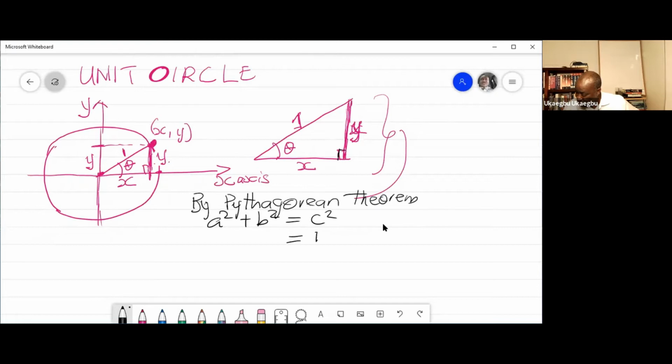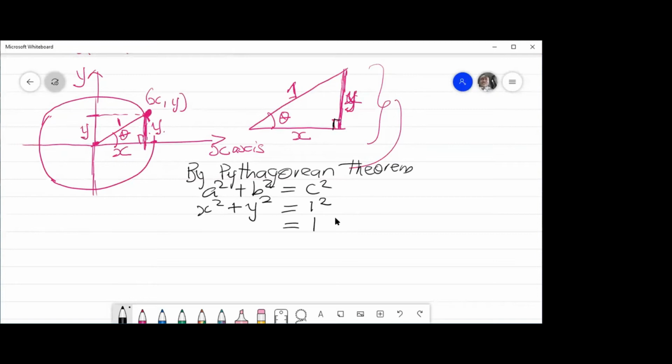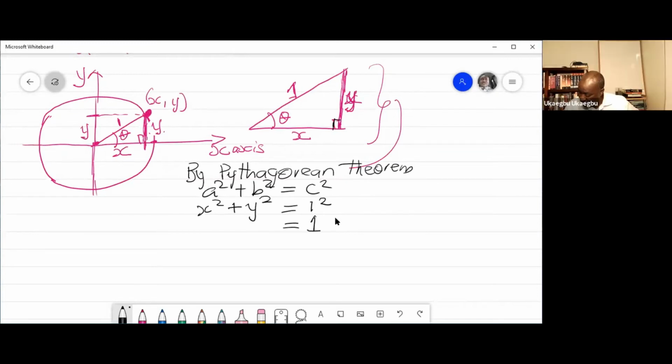So this is 1 squared. Now, look at this. Any of these can be A, any of these can be B. So you can have x squared plus y squared. Okay? So now what is 1 squared? 1 squared is 1. And then on the other hand, you're going to have x squared plus y squared. So this very formula that we just derived right now is the general equation of a circle.